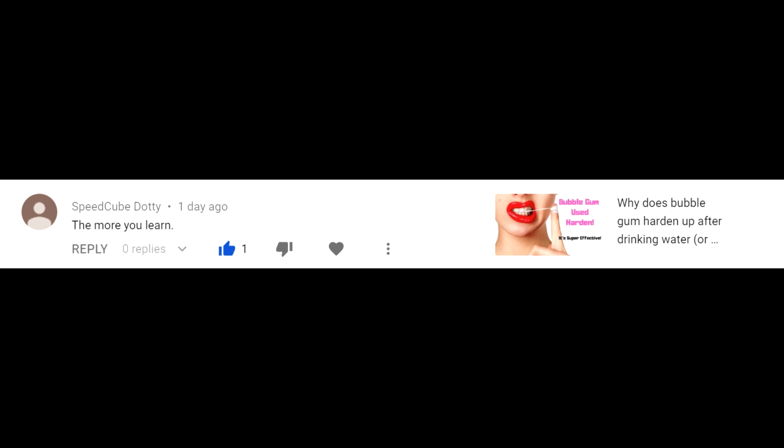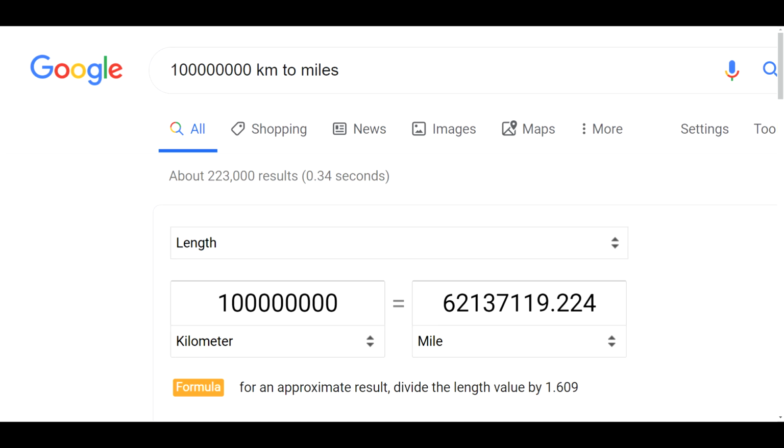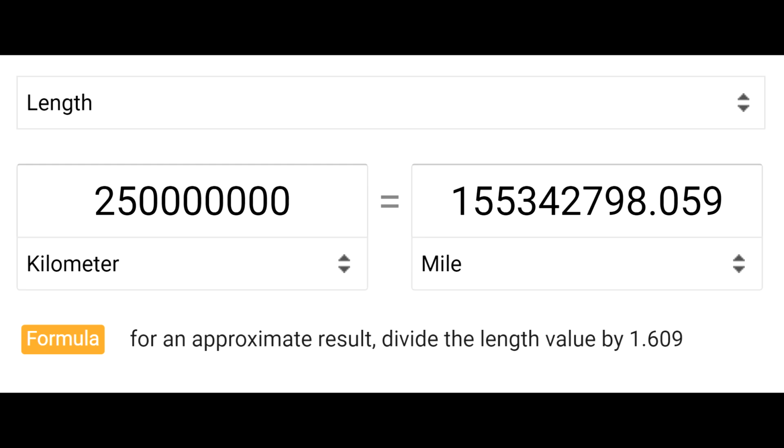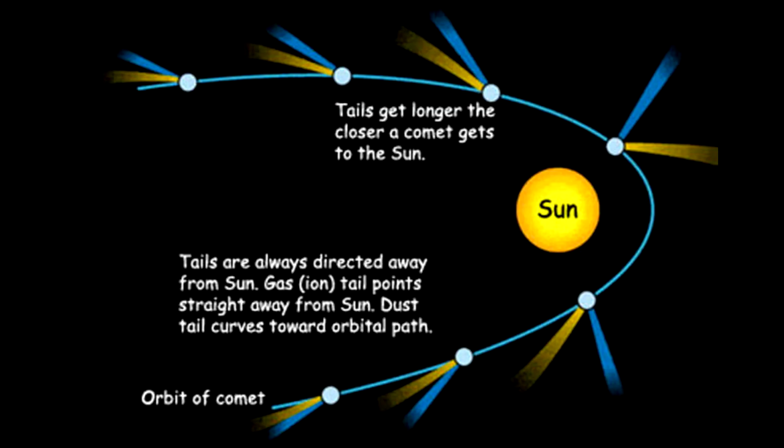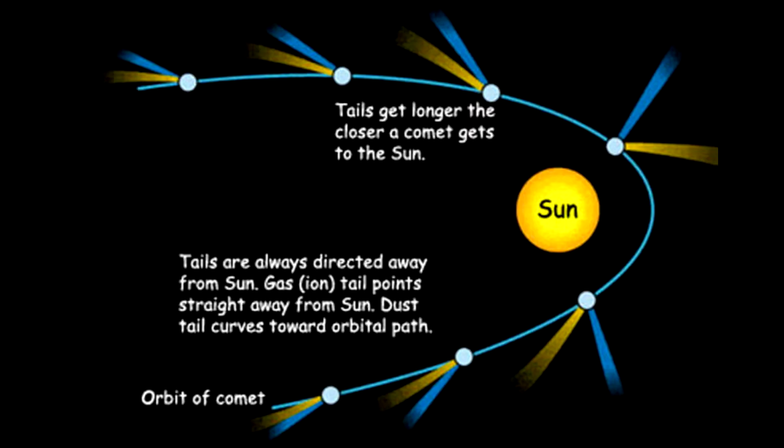Traveling behind the nucleus and the coma are the two tails, the ion tail and the dust tail. They are both massive, ranging from 100 million kilometers to 250 million kilometers long. The tails always face away from the sun because the solar winds are constantly pushing them away. And they always follow the coma because it's made up of the evaporated parts of the nucleus.